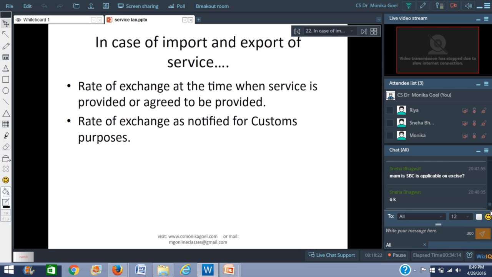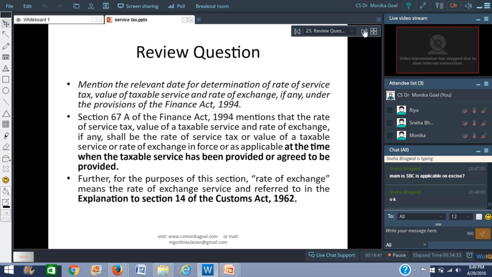So for that we need to have the rate of exchange. So rate of exchange would be the rate of exchange which will be notified by the customs department, not by the RBI. The rate of exchange which will be notified by the customs department will be taken for the purpose of conversion of foreign currency into domestic currency.